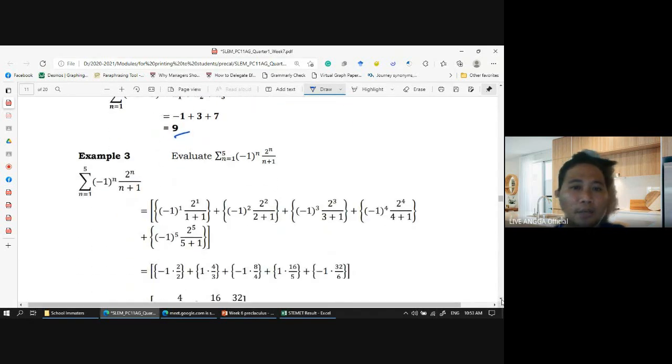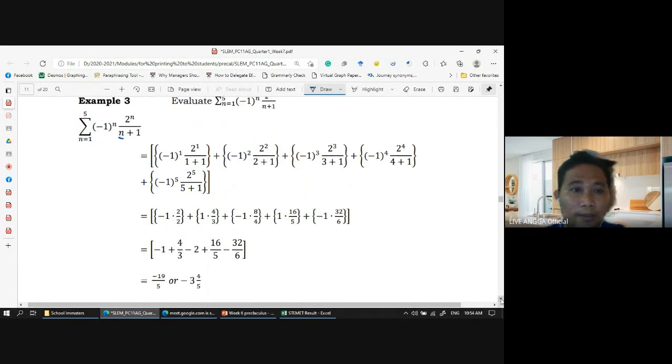Next, evaluate this one. Summation of negative 1 raised to the power of n times 2 to the n over n plus 1, where n goes from 1 to 5. So, we start at 1. We replace this with 1, so 1, 1, 1. Only three of them. The rest copy.